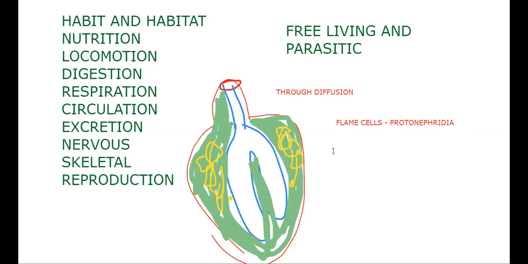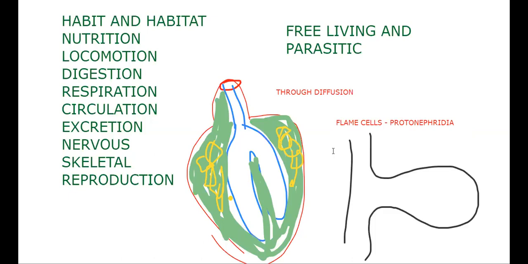The flame cells are present. How are the flame cells seen, and why are they called so? The flame cells are particular cells which contain moving flagella. They use the flagella, with their movements, to attract the excretory wastes from the body cavity.